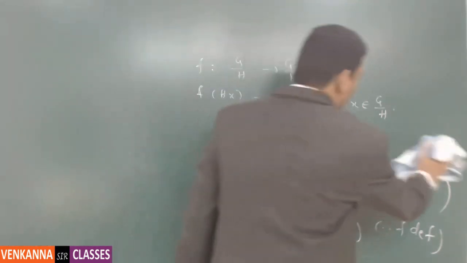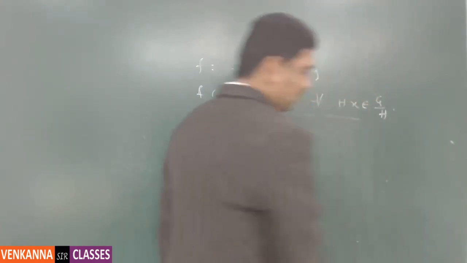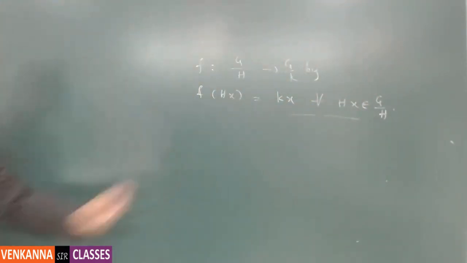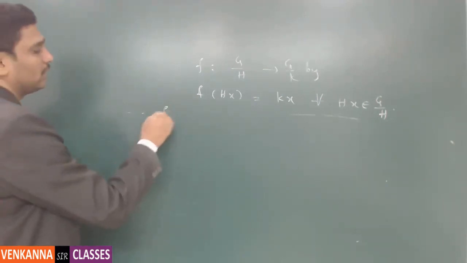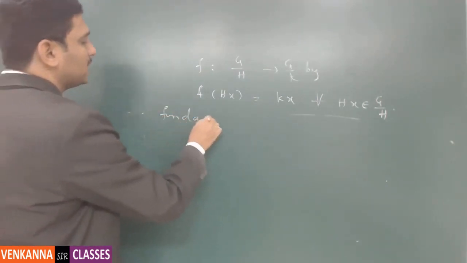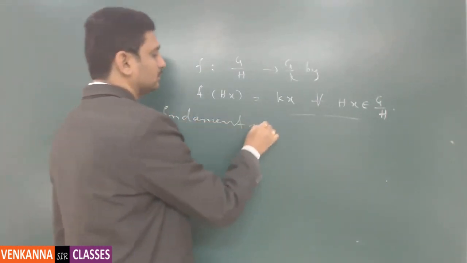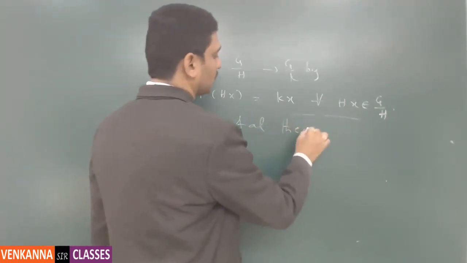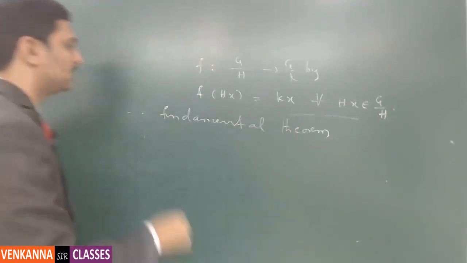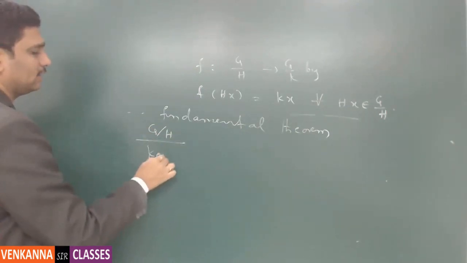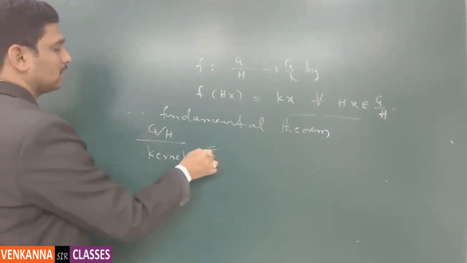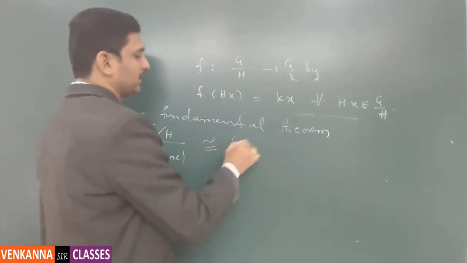Therefore, I have defined a function between the groups G by H and G by K satisfying the properties of the fundamental theorem of homomorphism. Therefore, by the fundamental theorem, we can say that G by H by kernel is isomorphic to G by K.